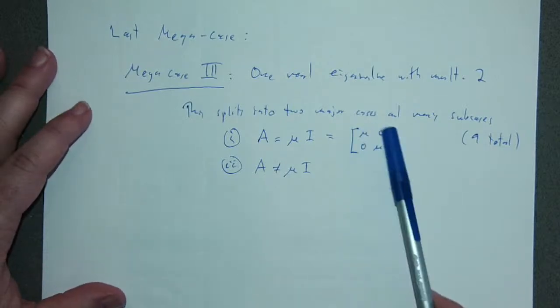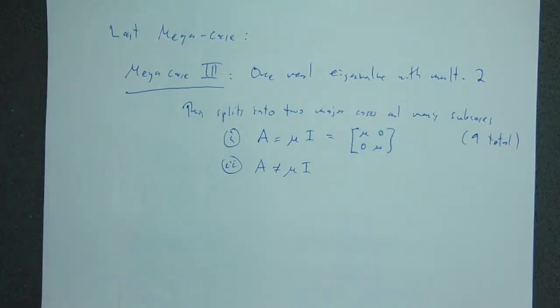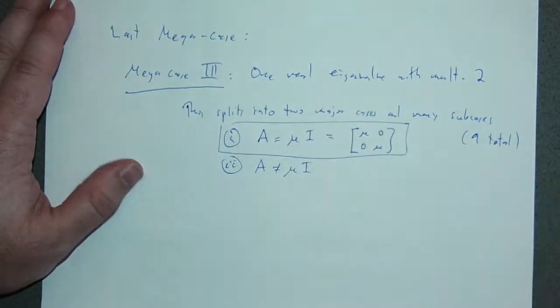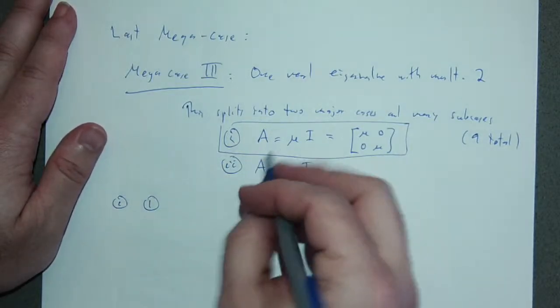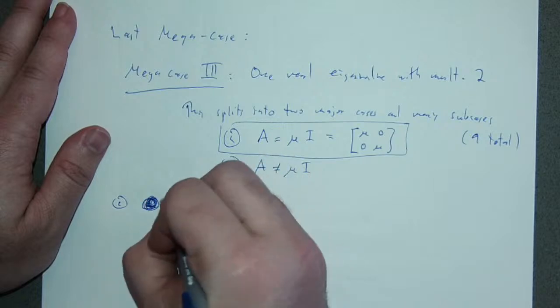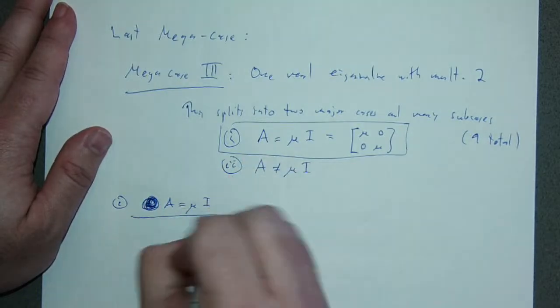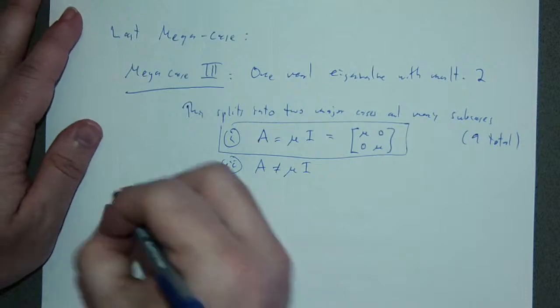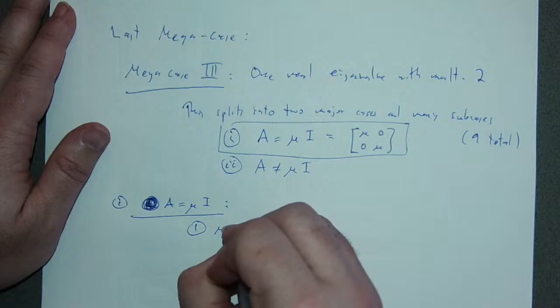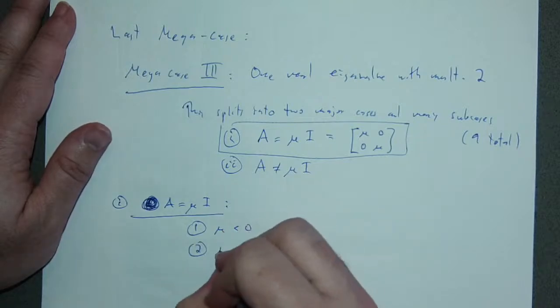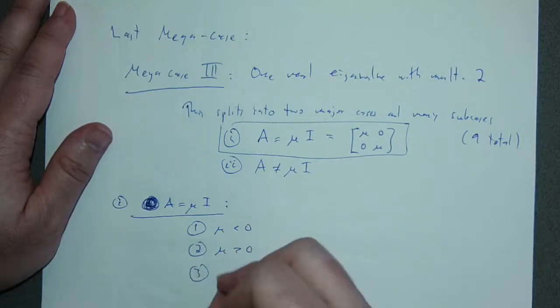For instance, you could have 2, 1, 0, 2 that has double eigenvalue lambda equals 2, but it's not equal to the identity. So this is by far the more common of the 2 of these. But let's just do this real quick to get it out of the way. So case 1, A is equal to mu times the identity. Again, this doesn't come up much, but this splits into 3 cases. So either mu is negative, mu is positive, or mu is 0.